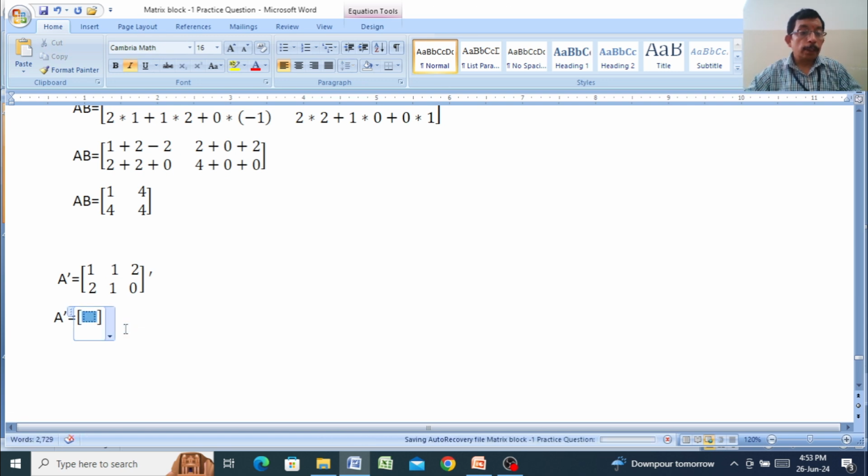First column element 1 and 2 interchange in the first row, 1, 2. Second column element 1, 1 change into second row 1. Third column element 2, 0 interchange the third row 2, 0.